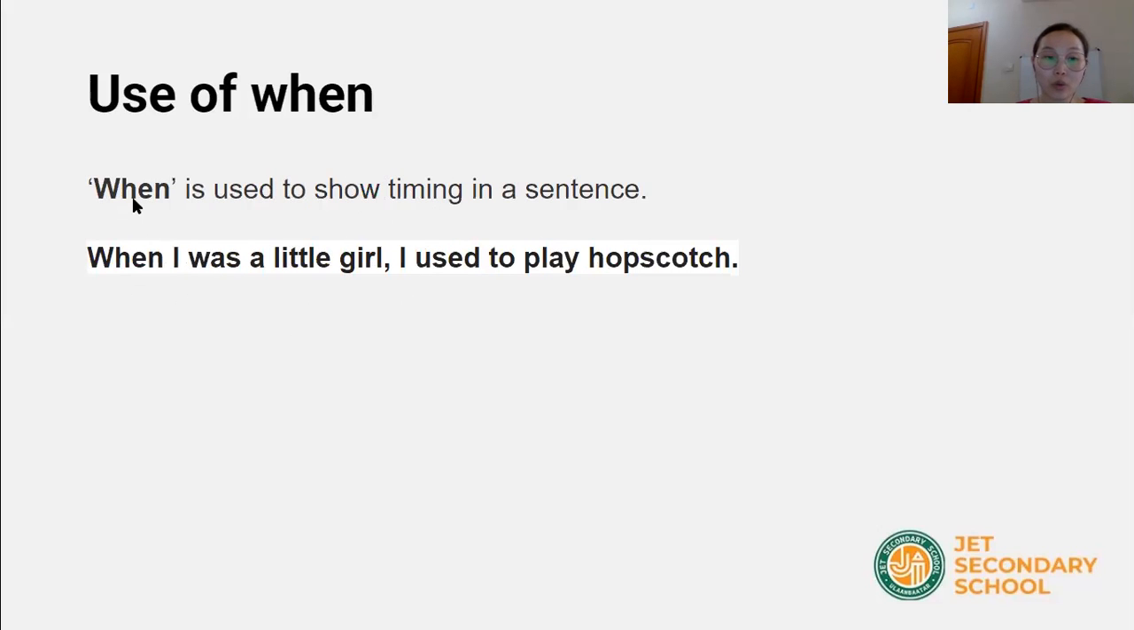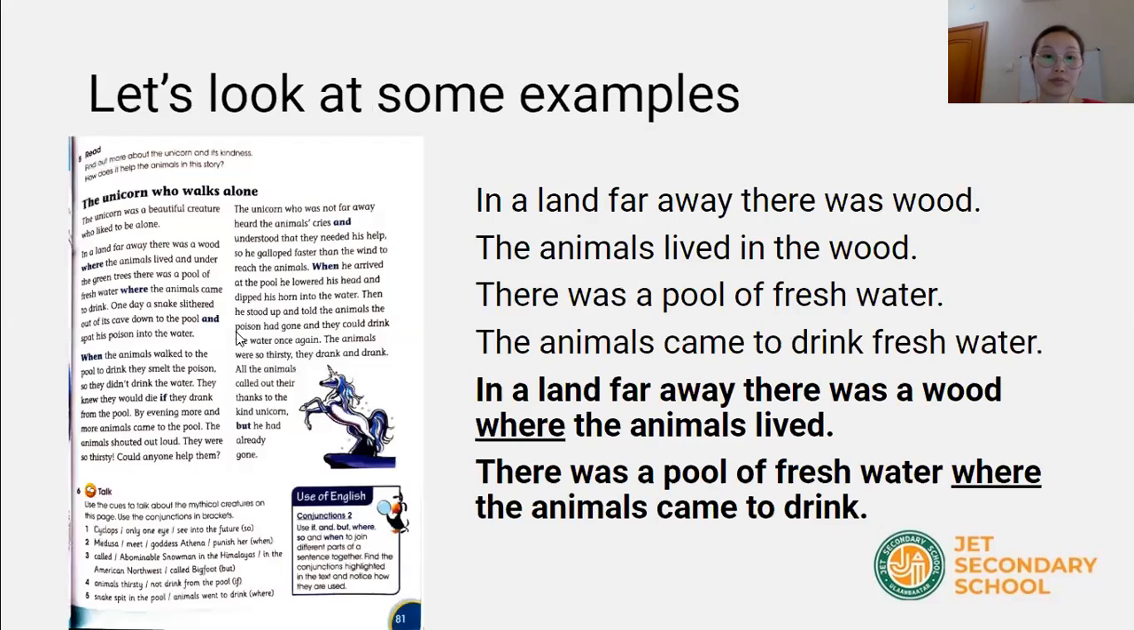Now the conjunction when is used to show timing in a sentence. For example, when I was a little girl, I used to play hopscotch. So when is showing this timing in the past. Or you could ask about the main sentence, I used to play hopscotch. When? When I was a little girl. It gives more details of the timing. When you were small.